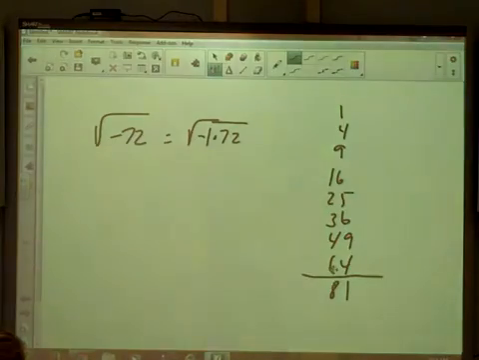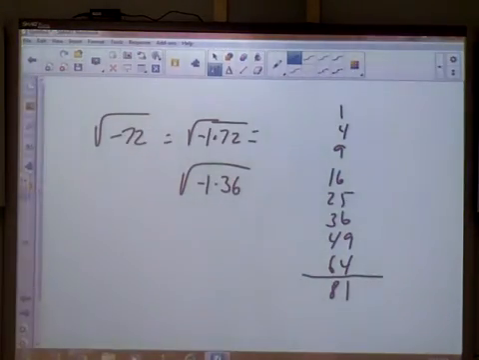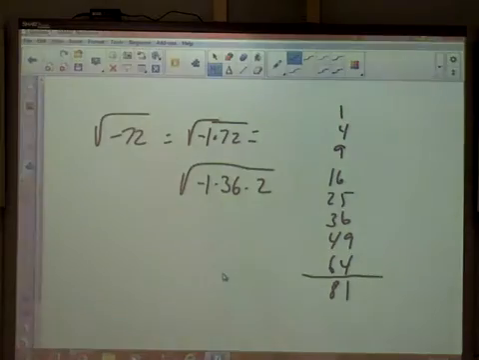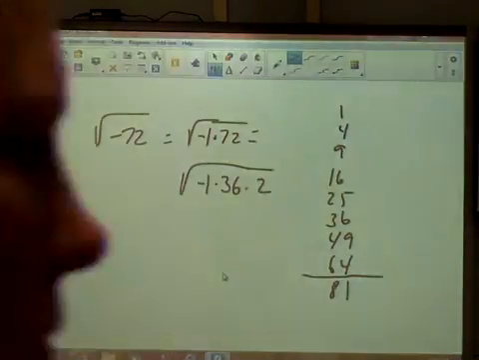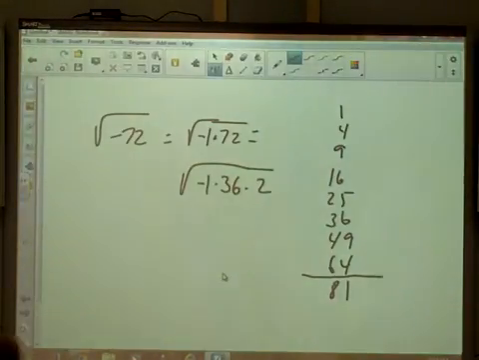Will 64 go evenly into 72? No. 64 times 2 would be too big. Will 49 go evenly into 72? Will 36 go evenly into 72? Yes. This is the same now as the square root of -1 times 36 times what makes 72? 2. Now, all that stuff that is perfect squares that we know what it is gets to come out and play wiffle ball. Everything else has got to stay in and clean the room.